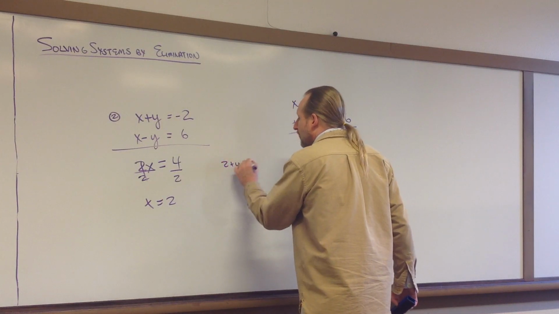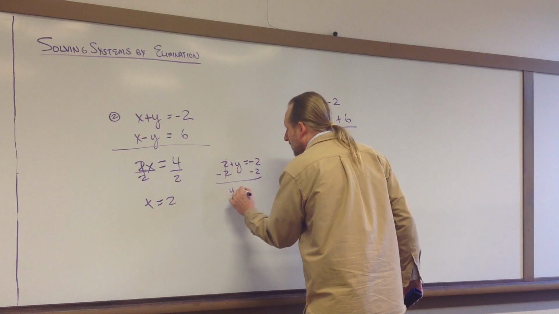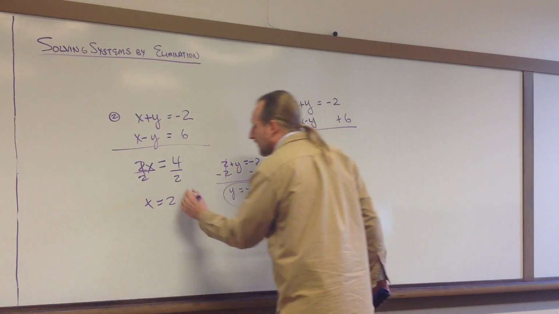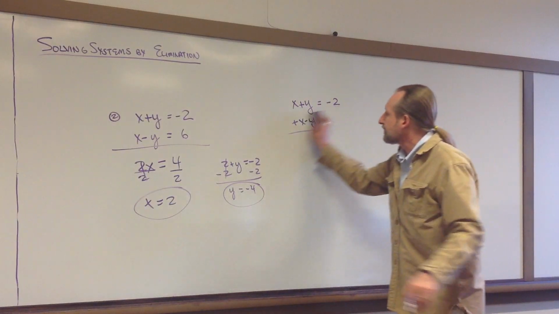So 2 plus y is -2, and y is -4. So there's our answer. X is 2, y is -4.